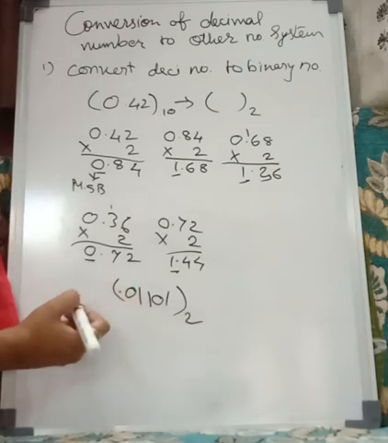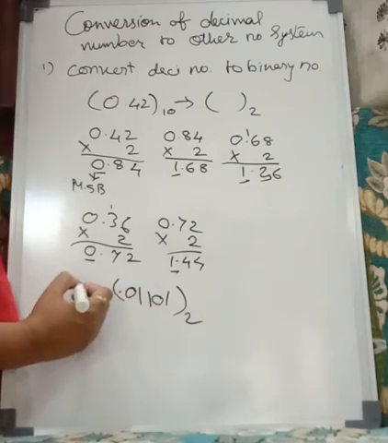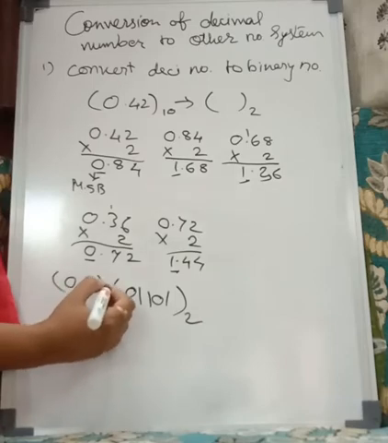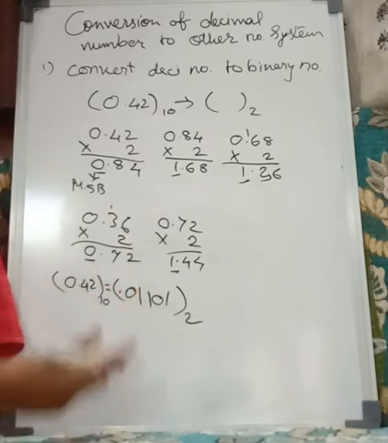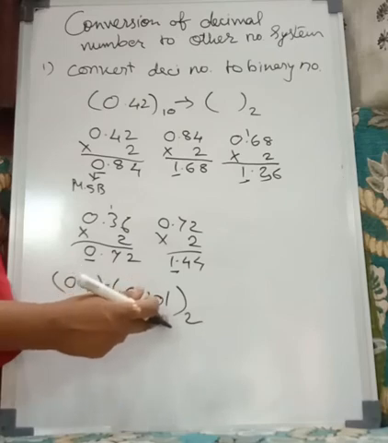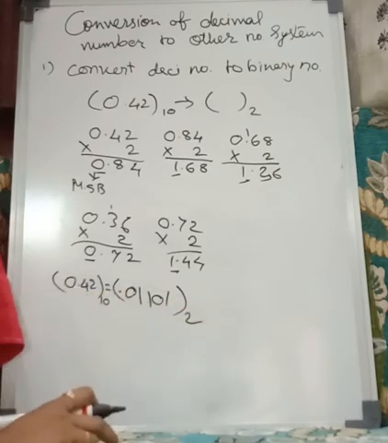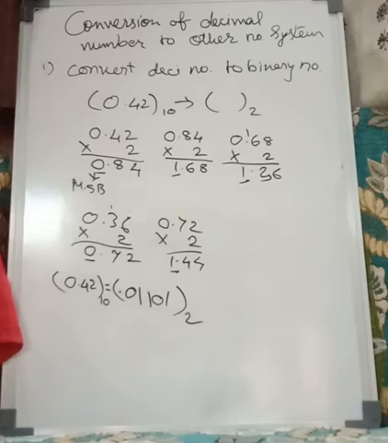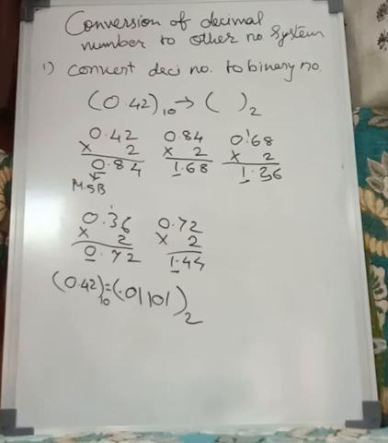Okay, so this is the binary number for the fractional part of 0.42. We can represent this decimal number 0.42 as 0.01101 in the binary number system. Okay, so here we have seen the integer and fraction in 2 parts.